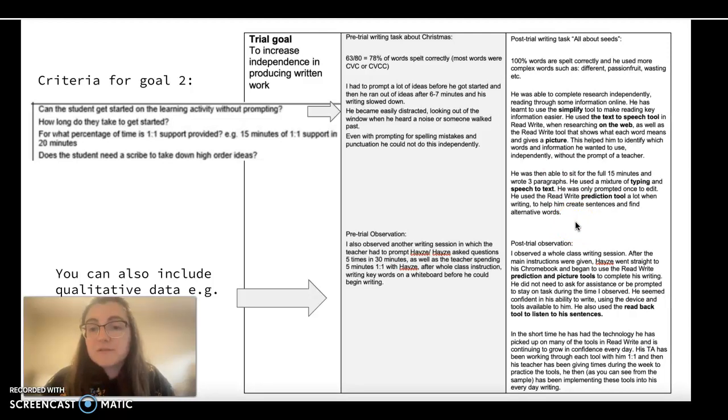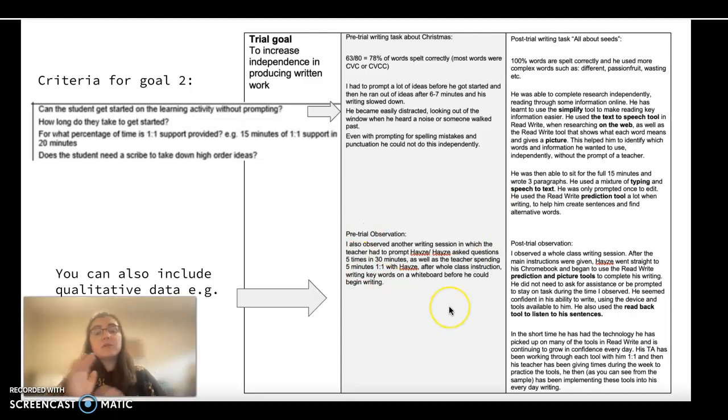He was then able to sit for a full 15 minutes and wrote 3 paragraphs. He used a mixture of typing and speech to text. So again, it's showing the different use of the different software tools. He was only prompted once to edit, and he used the Read and Write prediction tool a lot when writing to help him create sentences and find alternative words.